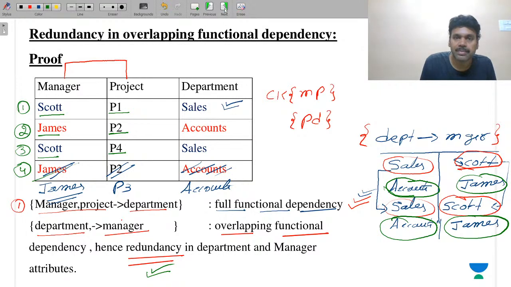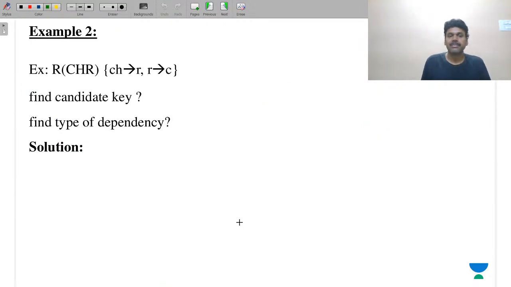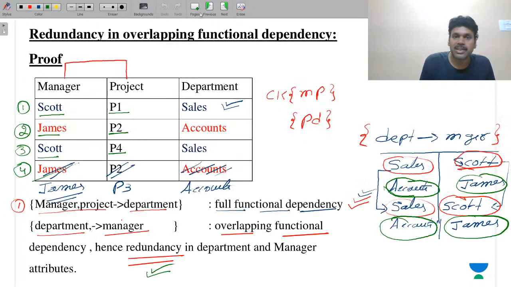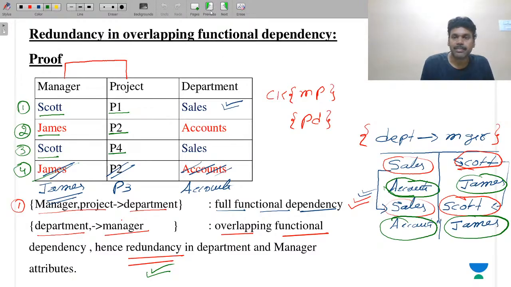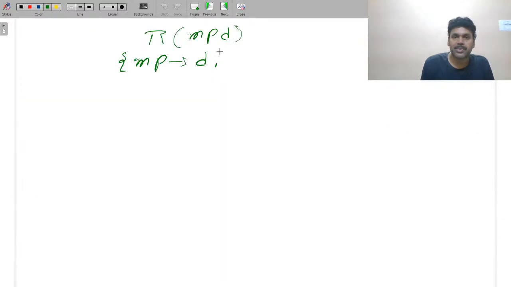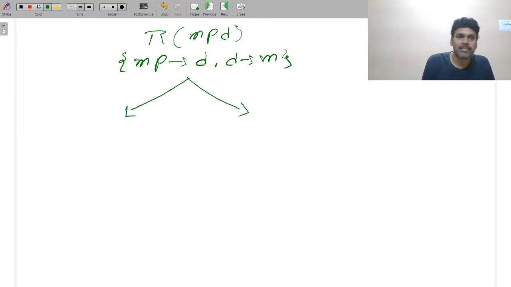How to do it? Let us see. As far as the previous example is concerned, let me give the decomposition. So your R, MPD, which consists of MP gives D and D gives M, is decomposed into two tables. One table, this is the problematic production for us, the overlapping dependency. Bring it out.